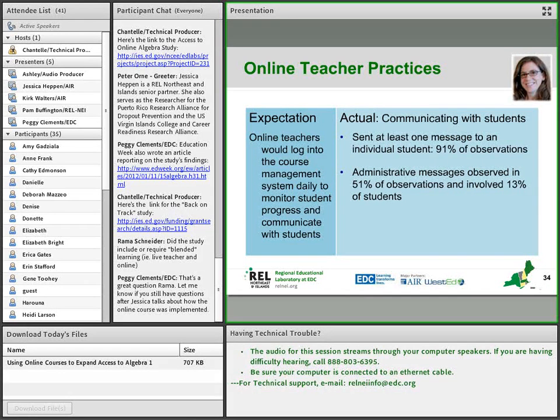These aren't messages, to be clear, that went to the whole class that may or may not have been about math content. These were individual messages to students through the learning management system. Math content messages were observed in 13% of the observations, and they involved only 3% of the students. So one-on-one communication between online teachers and students through the online learning management system was relatively scarce in the implementation of this course. Students could also send messages to the teachers, by the way.